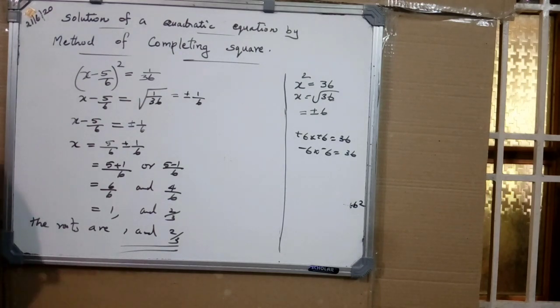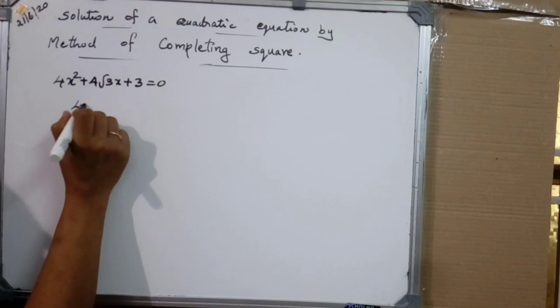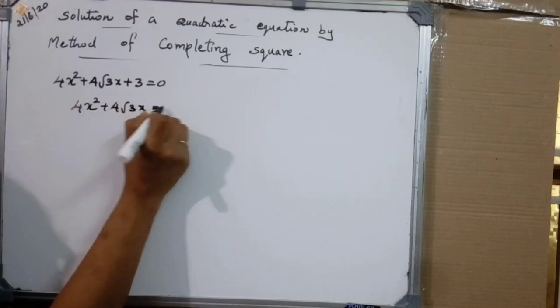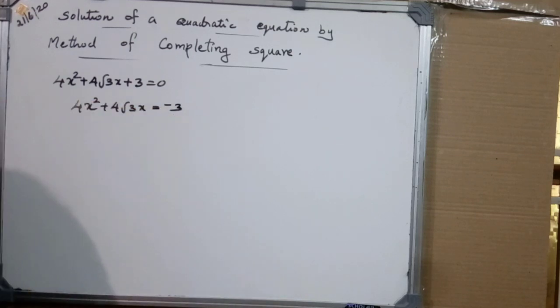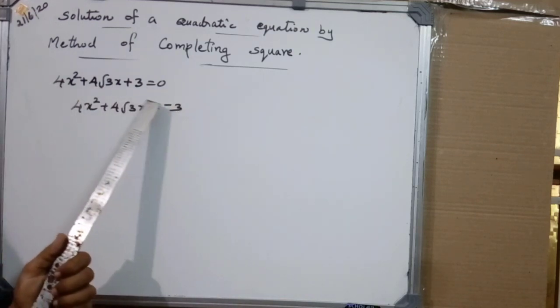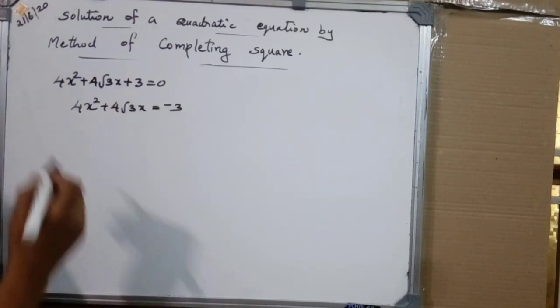Hope you understood this. One more question. Just recall the steps. What we have to do? First, 4x square plus 4 root 3 x plus 3 equal to 0. That is, first step is take away the constant to the right side. Take away the constant to the right of the equal to symbol.